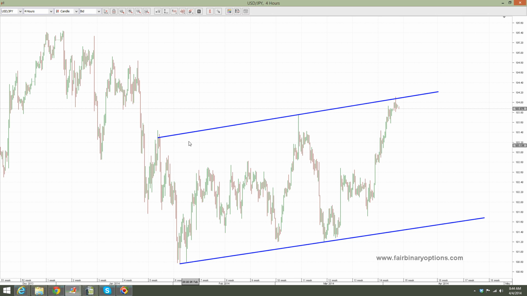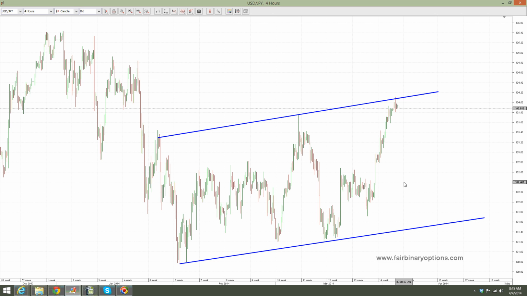What does it mean? It means that all these waves here within the channel are corrective in nature. They are not impulsive moves, and therefore it is just a corrective wave that should continue to the downside. Now, how can such a pattern be labeled, or what can we do whenever we identify such a channel?